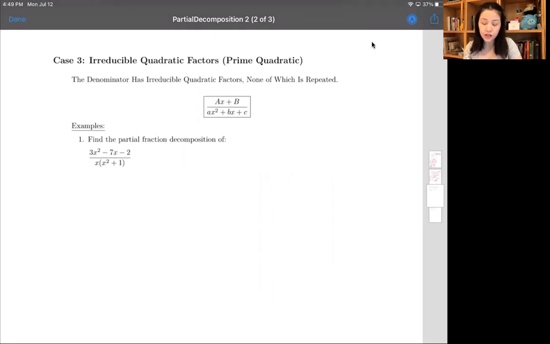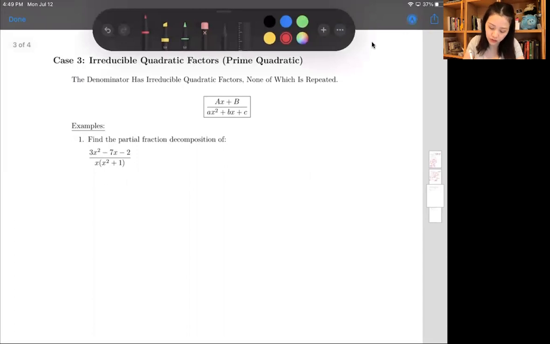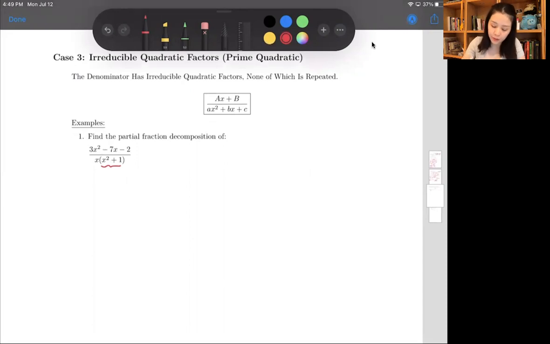For this example, the denominator is already factored for you, so that's good, right? However, notice that the factor x squared plus 1 is quadratic and irreducible, so you cannot factor it anymore. In this case, I have two factors, so I'm going to write my decomposition as something over x plus something over x squared plus 1.